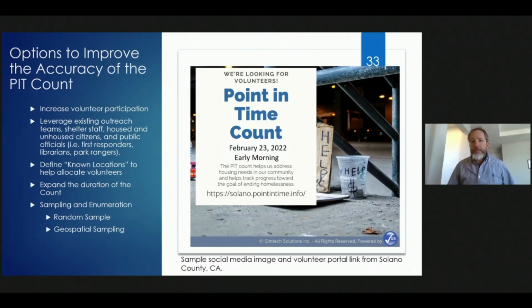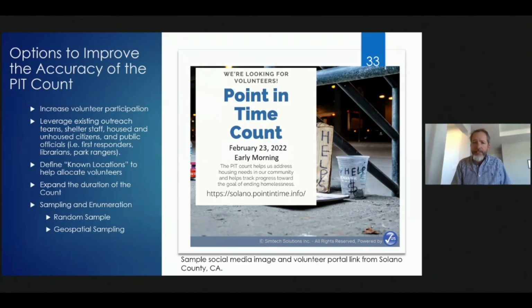So, options to improve the accuracy of your count. Try to boost your volunteer numbers if you can. The image to the right is from Solano County in California. Using social media, leaning on existing staff, like Kat mentioned in San Diego, they lean on county staff. And I think that's a beautiful thing.